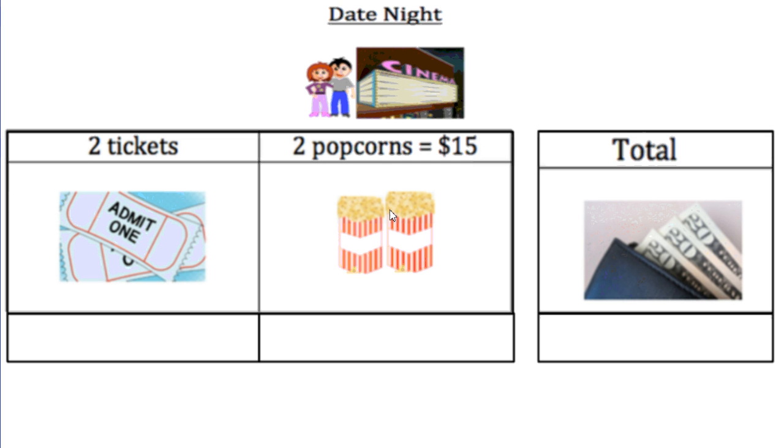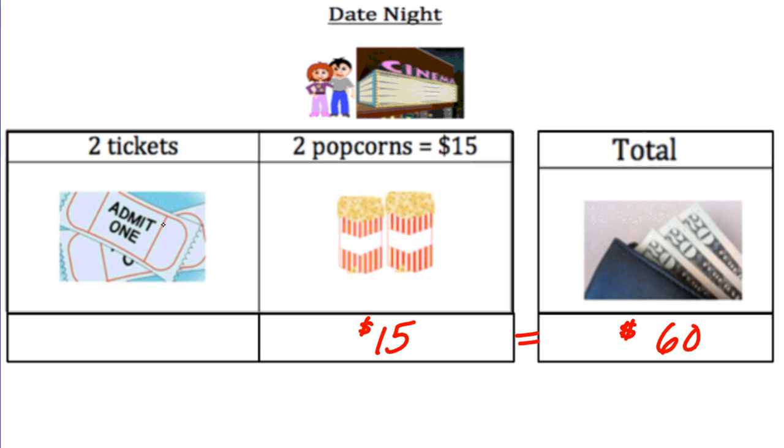I have 2 popcorns, which cost $15. So I have some money here. And then a total. Well, when I see this total here, I said 20, 40, 60. The whole thing's going to cost $60. So let me put down underneath what I know. I know that the total is $60. I know that 2 popcorns were $15, so I can just put 15 because that's not an unknown.